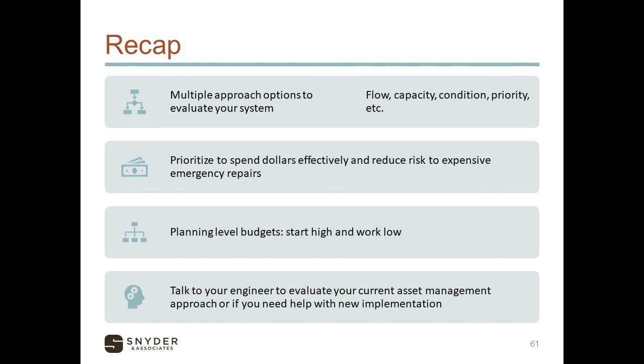Planning level budgets, starting high, working low, using those conservative contingencies to help with planning to make sure that we don't fall short with our capital improvement budget. Talk to your engineer if you have a current asset management approach, or if you have any questions on maybe new implementation or just refining your current approach, just have that conversation and make sure that the plan you have in place is the direction you want to take, focusing on that reduction of risk to your community.